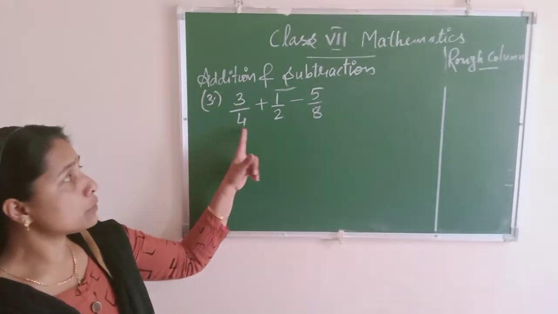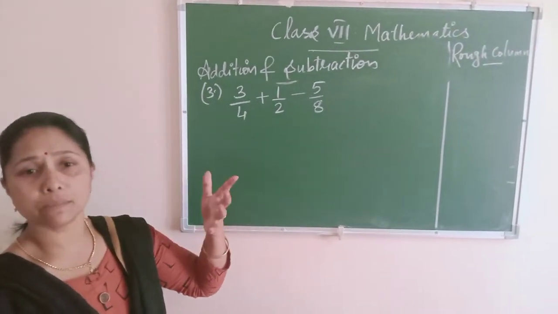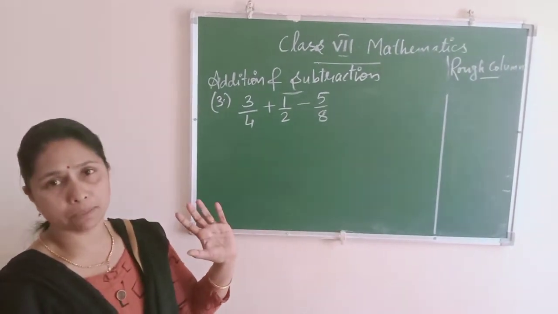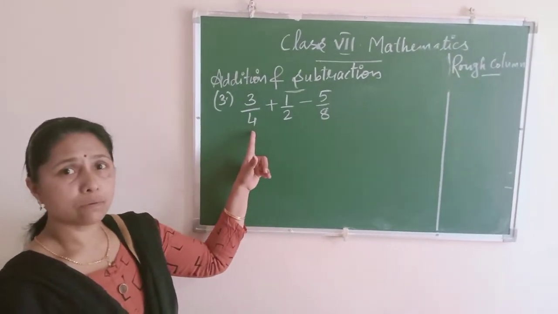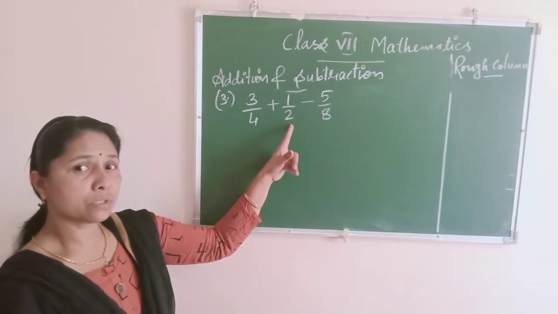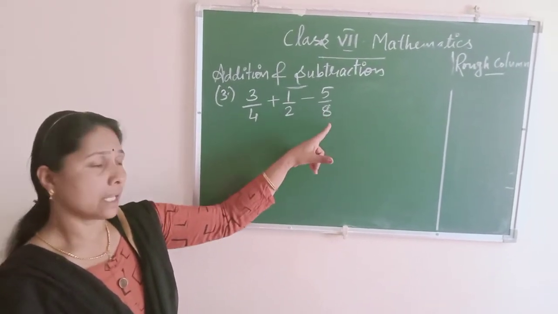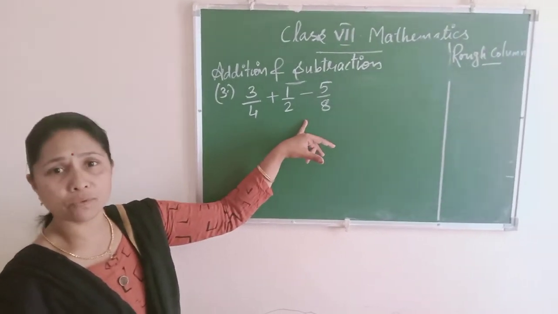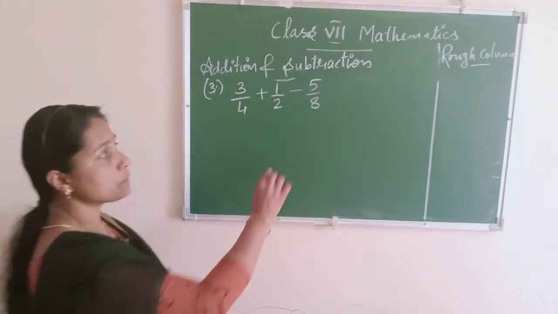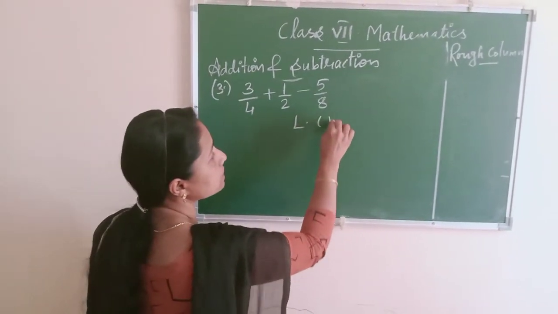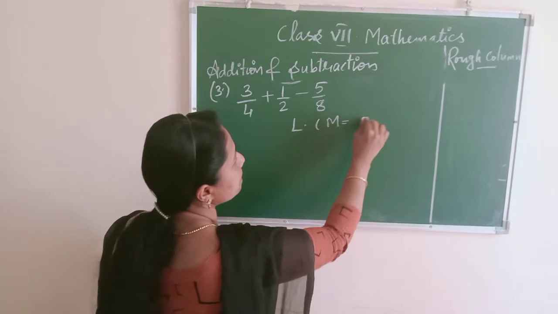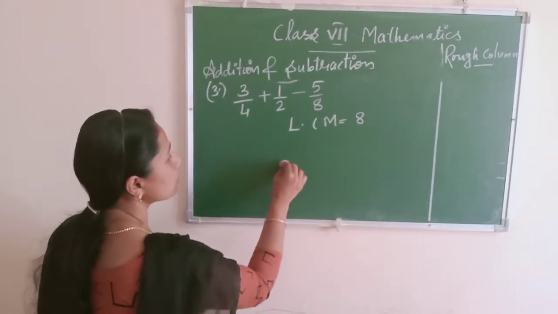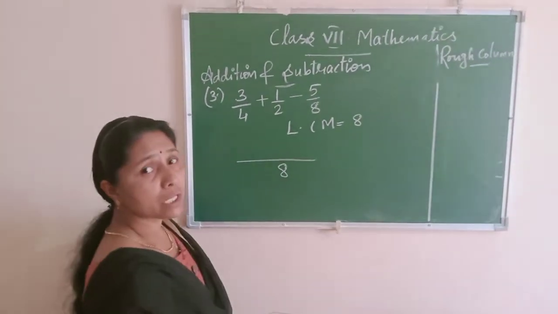For example, here 4, 2 and 8. Just revise these three numbers' tables in your mind and find out which is the lowest common multiple coming. In 4's table, 4 2s are 8, and in 2's table also, 2 into 4, 8 will come, and in 8's table also, 8 into 1, 8 comes. So in these three numbers' tables, 8 is the lowest common multiple. That's why here I am taking the LCM directly without showing any method. LCM taken is 8.